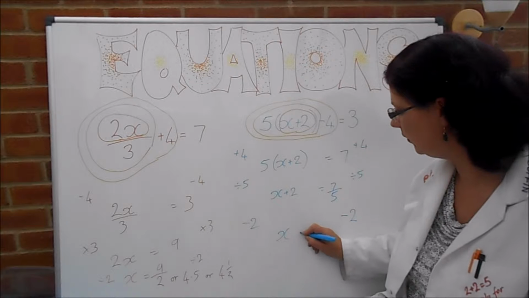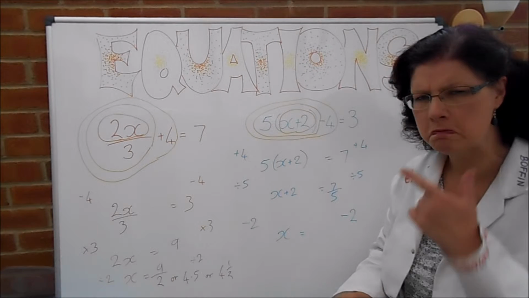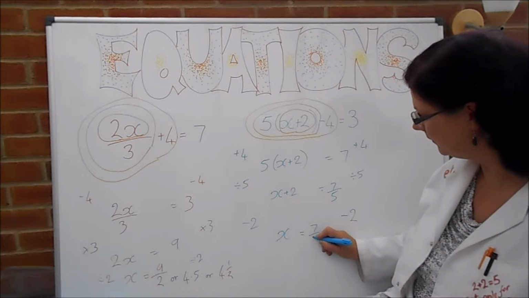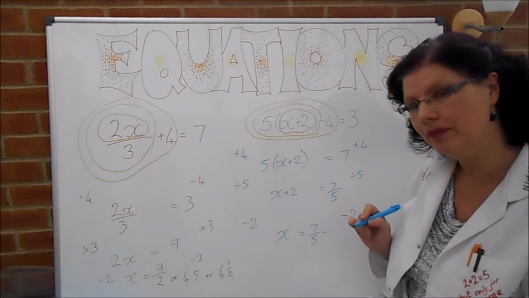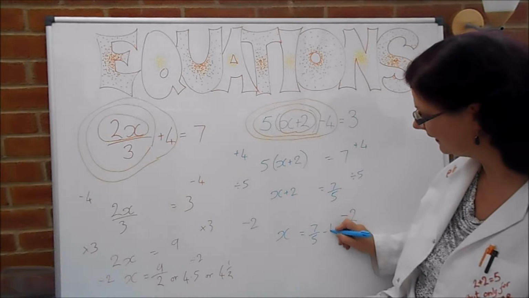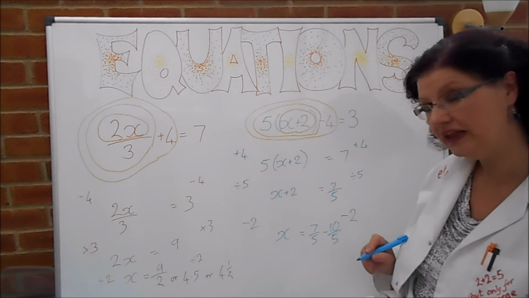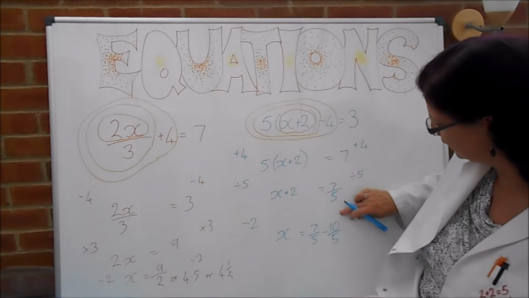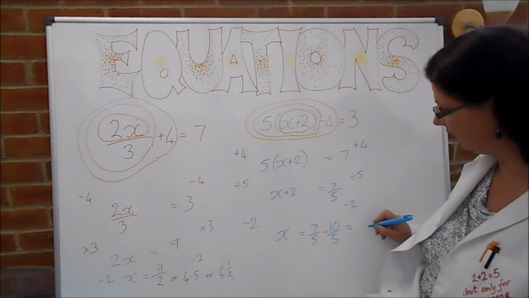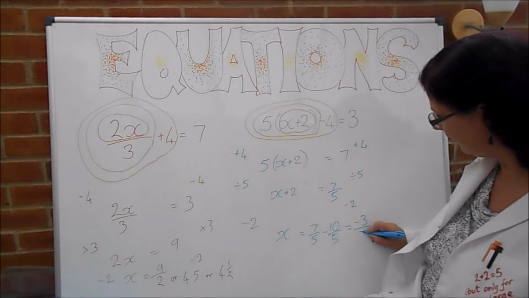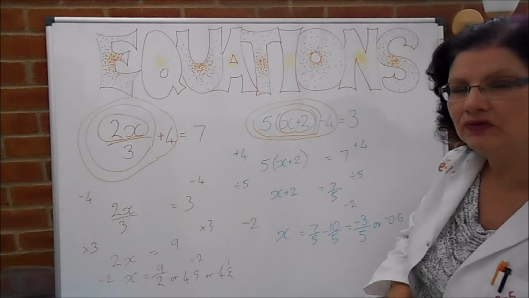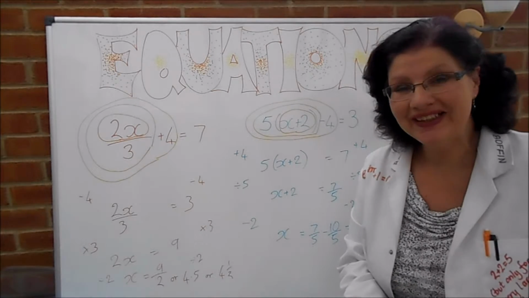which gives me x equals 7 over 5 take away 2. Actually, I'm going to write that as a fraction take away. So 7 over 5 take away, and 2 I'm going to write as 10 over 5, because 10/5 is 2. Okay, I'm just going to move that up a bit because it's crunching in there. 7/5 take away 10/5 is negative 3/5. Or you could write negative 0.6. Either one of those two is fine.